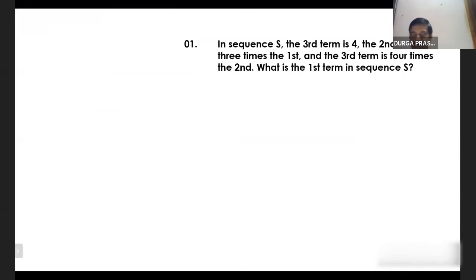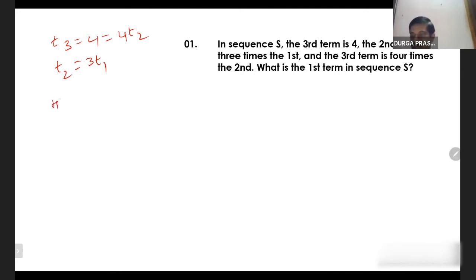Look at this. In sequence S, the third term is 4 and the second term is 3 times the first. Third term is 4, means T3 is 4. And the second term T2 is 3 times the first term, and the third term is 4 times the second term. This is 4 times T2. What is the first term of the sequence? So this is what we need to check.